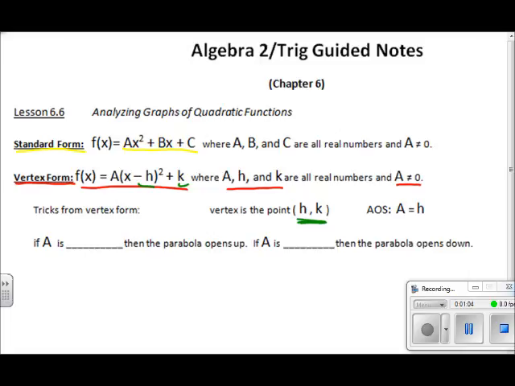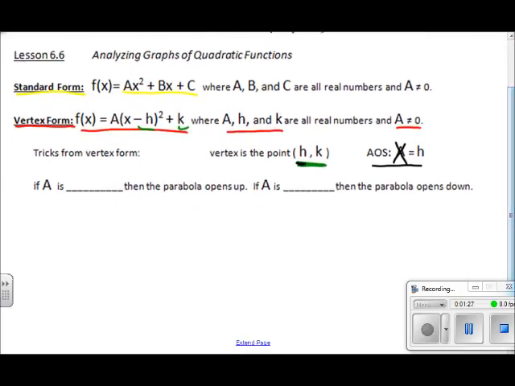Our axis of symmetry, I want you to fix this here. I don't know why it came out as a. It's supposed to be x equals h. So just like before, where the axis of symmetry was x equals the x coordinate of the vertex, still here the x coordinate of the vertex is h. So we would just say the axis of symmetry is x equals h. And also similarly to the standard form, anytime a is positive, then it opens up. Anytime a is negative, that implies that the parabola is opening down. So this is vertex form.